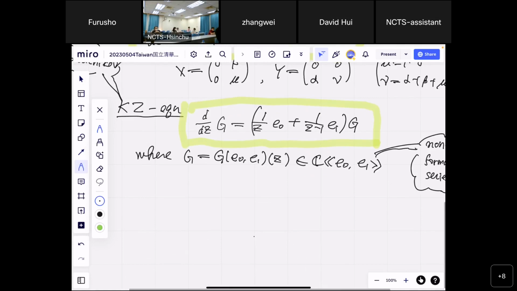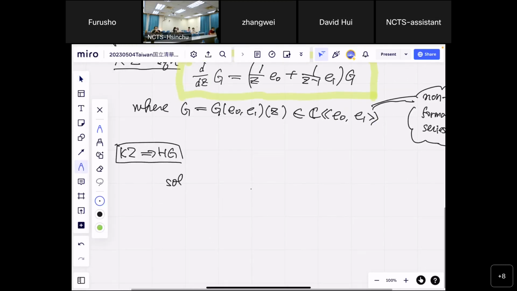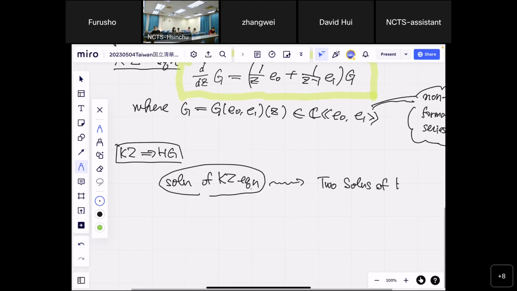You can deduce HG from KG. I like this one a lot, but I want to say, if you have a solution of the KG equation, you can construct two solutions of hypergeometric equations. This is a relationship.